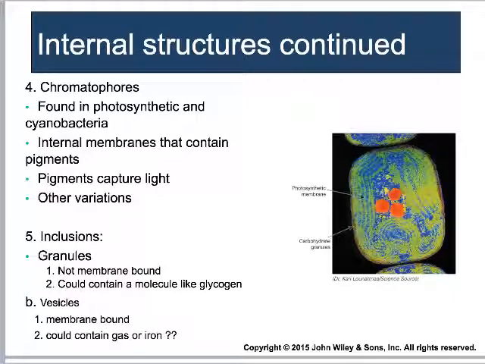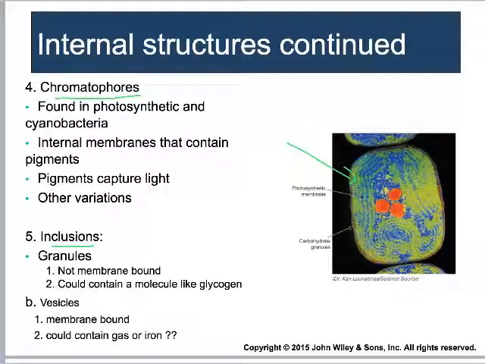Okay, more things that are in here. Chromatophores. Chroma is color. They're found in photosynthetic bacteria. These are called cyanobacteria. So it's pigments. The pigments are in there. This picture shows it, the green, right? It's real pretty. The green captures the light, so you can do photosynthesis. There are other variations, but this is one thing: you can have the pigment, like the chlorophyll, in there that you can use to capture light and make energy, make sugar with.